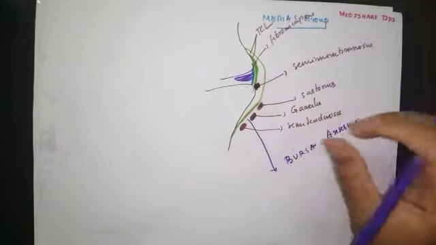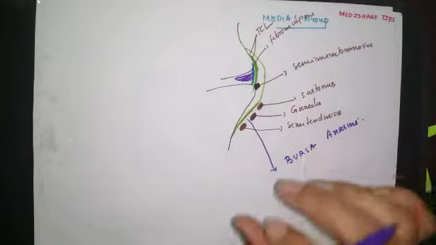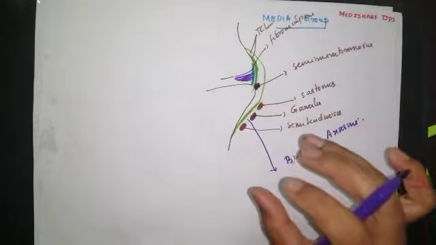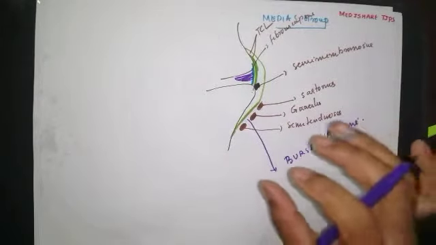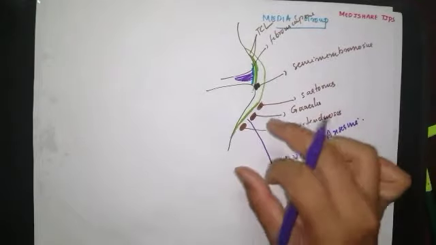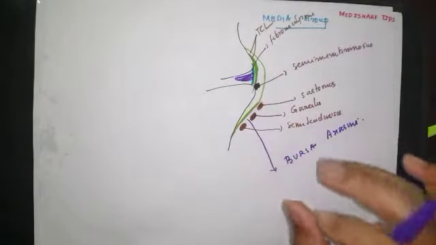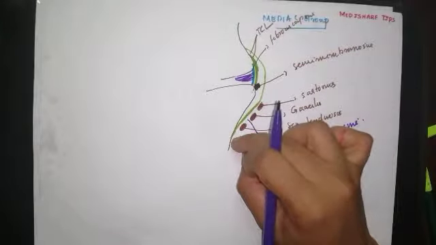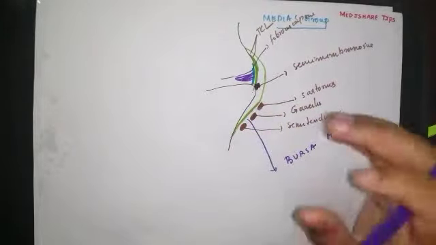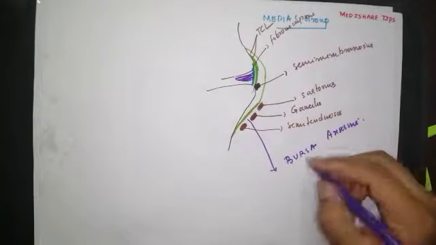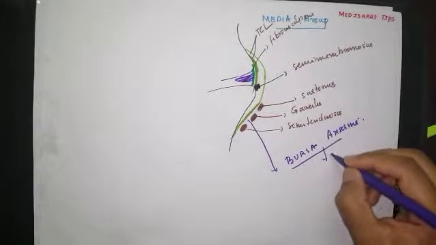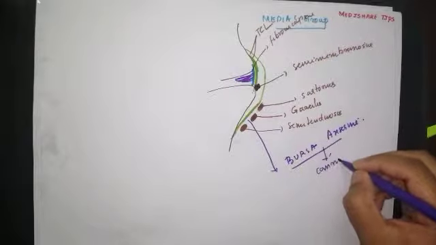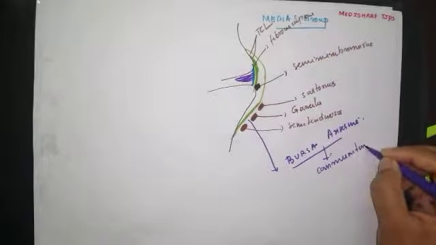So the term pes anserinus is derived from the foot-of-the-goose appearance of the insertion of these three tendons on the medial surface of the tibia. Because of this appearance, it is named so, that is pes anserinus. Actually, this bursa has communication with the joint cavity. So it is a communicating bursa.